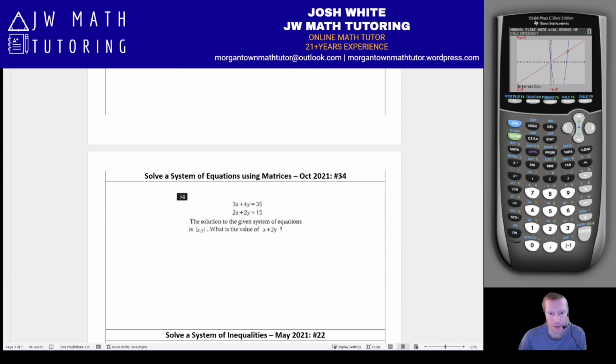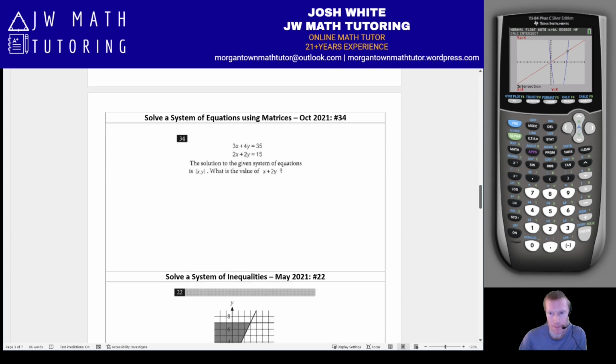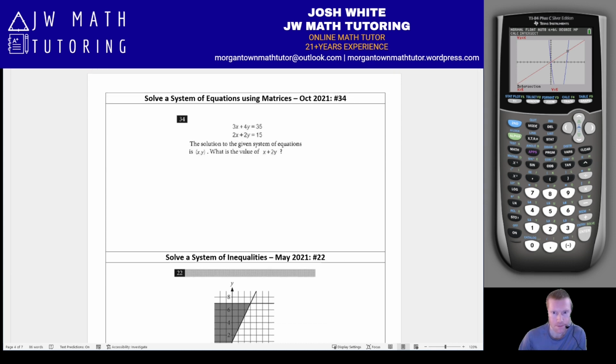Now, the last problem I'm going to show on this first video, and don't worry, the second one will be coming out shortly with even more problems, is how to solve a system of equations using matrix properties. So this problem is from the October 2021 test, problem number 34. You're given a system of equations, but notice both equations are in standard form. They are not in slope-intercept form or y equals form like all the previous problems were, where it was very easy to just enter the graphs in right away. We didn't have to do any rearranging or any work.